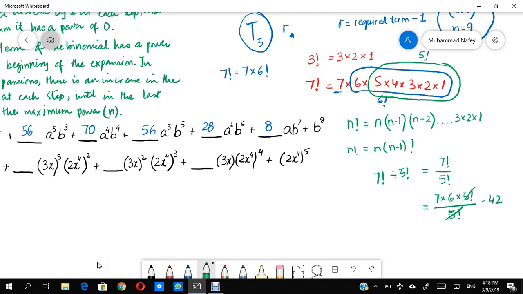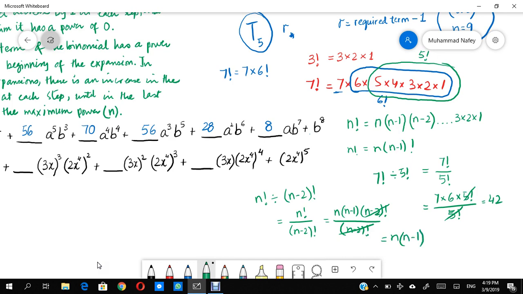Likewise, if I want to find out n factorial divided by n minus 2 factorial, this can be written as n factorial upon n minus 2 factorial, and this becomes n times n minus 1 times n minus 2 whole factorial upon n minus 2 factorial, and all this is cancelled out. We are left with n times n take away 1.